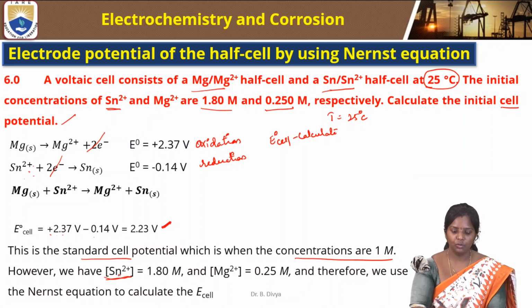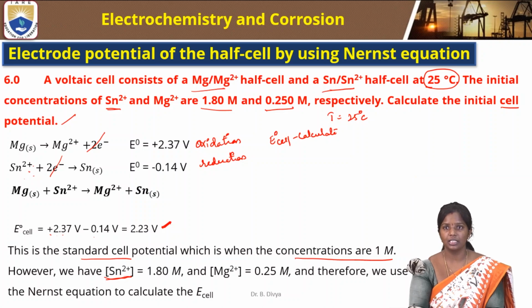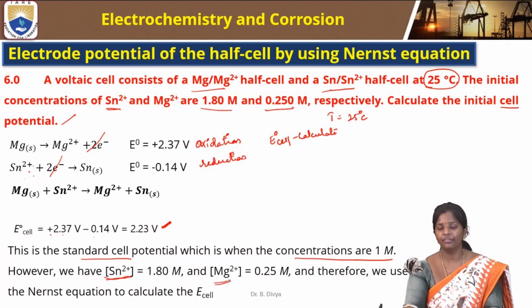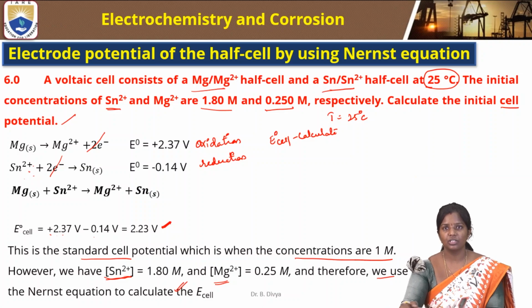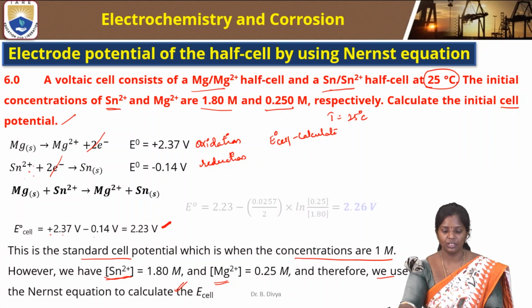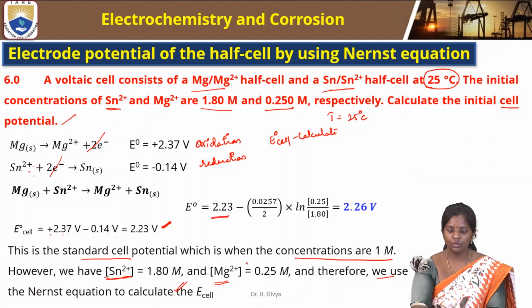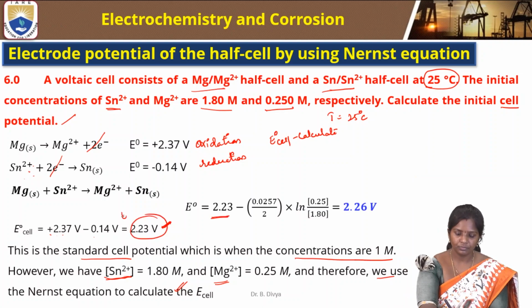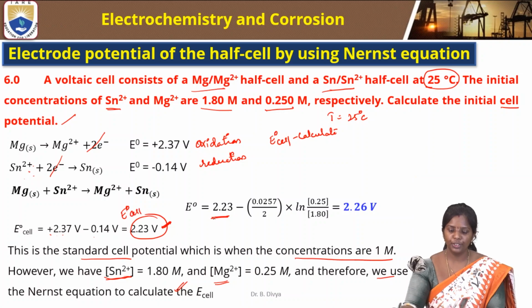However, we have tin 2 plus having a concentration of 1.80 and magnesium 2 plus having a concentration of 0.25 molar. Therefore, we have to use the Nernst equation for the complete calculation of the cell potential. So here we will substitute 2.23, which is taken as the E naught cell value. So 2.23 minus 0.0257 by 2 into ln 0.25 by 1.80. So this is product and reactant.